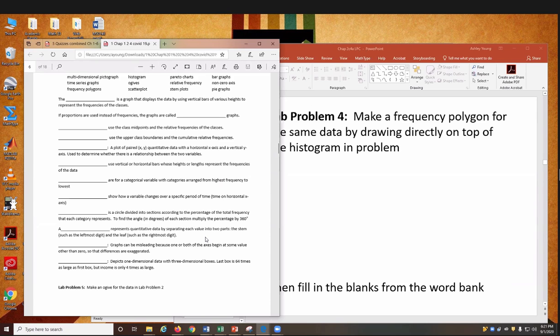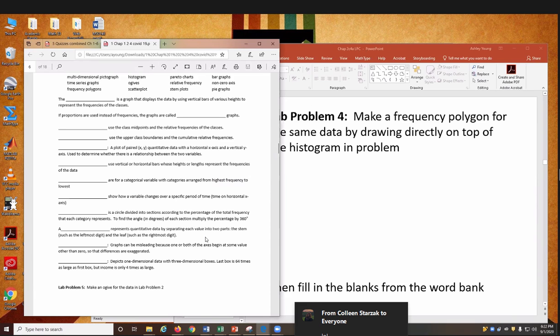So group nine is Aaliyah, Jalen, Megan, Ulysses. I guess I got the last two then. So it's misleading when the y-axis starts at some value other than zero? It's the non-zero axis. Great. And then what's the next one, on that list up top? I guess you guys can do that part. Someone from another group want to help them out? Would it be a multi-dimensional pictograph? Yes. Depicts one-dimensional data with three-dimensional boxes, or two-dimensional boxes.